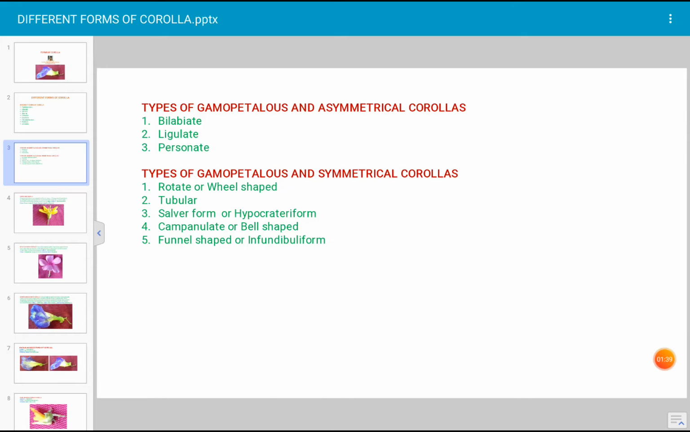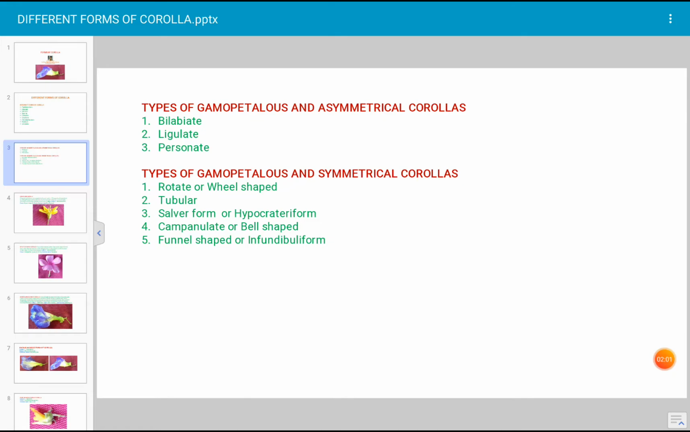These three corollas are made on the basis of petals, the position of the petals, and whether they are united or free. On that basis, these three forms of corolla have been made, and the flower is asymmetrical. An asymmetrical flower means it is a zygomorphic flower.